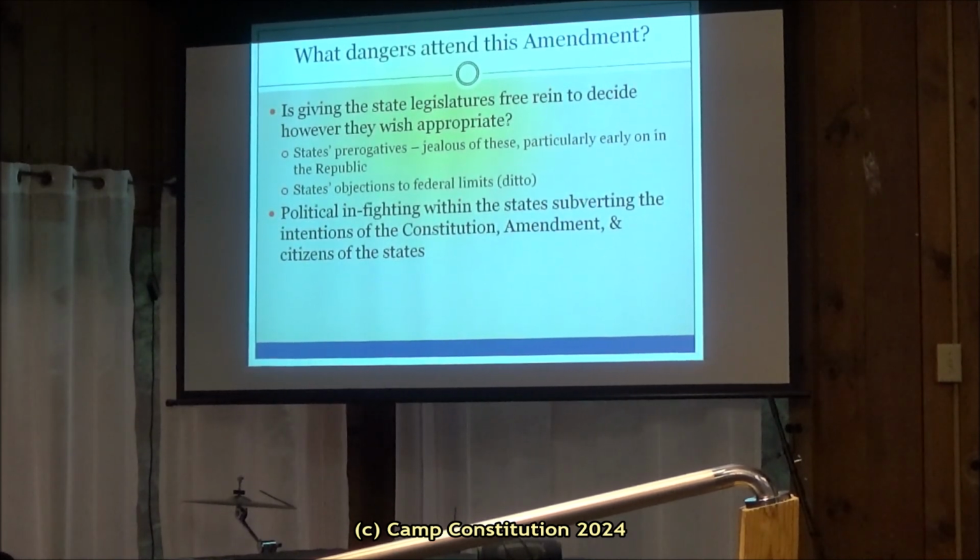Is it appropriate to give the states completely free rein to decide however they wish? And it is the states' prerogative. They're sharing their executive power. And they were certainly very jealous of sharing their power, particularly early in the days of the Republic. And the states had plenty of objections to any limits the feds tried to put on them. So I'm not giving any answer here. I'm asking a question, and it's something that you would want to think about. Is it appropriate?